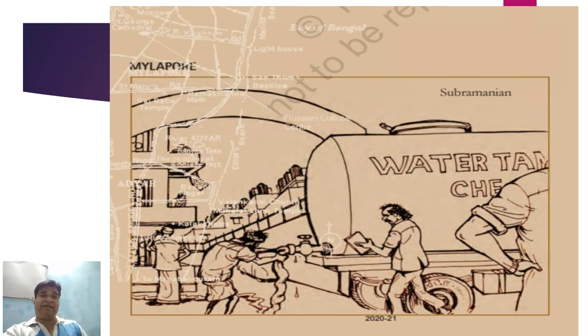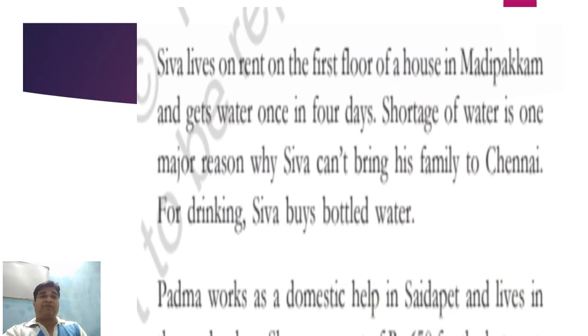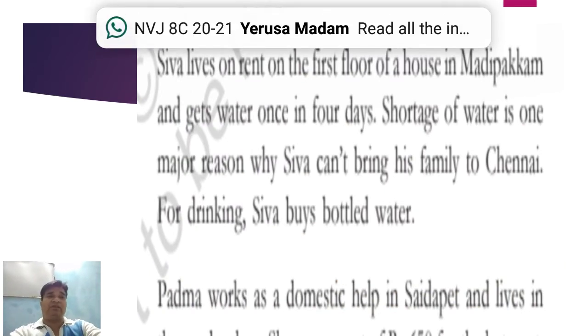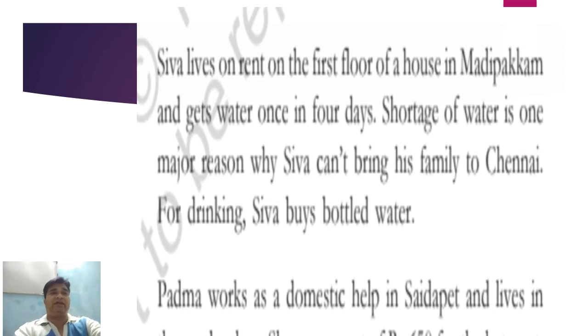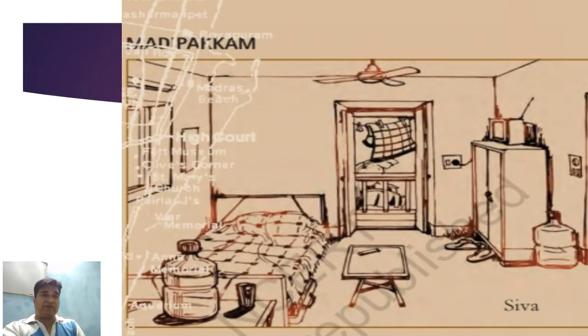You can see the tanker is there, and how Subramaniam is paying money and buying the water from the tanker. Another example is of the person whose name is Shiva. He lives on rent on the first floor of a house in Chennai, and there is so much water shortage in his house that he gets water only once in 4 days, and so for drinking he keeps bottled water. So you can see this is the house or the flat of Shiva.